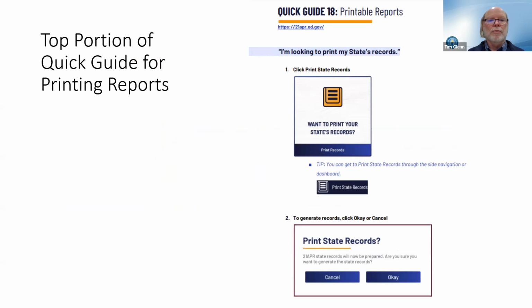So I just wanted to show you how you can print your reports, print your data. And this is the quick guide for reporting. Everybody should have this ability to print their reports. So this is the tile that is on the very beginning dashboard, where you want to print your records. It just shows you, you'll hit this little print records button. It'll ask you, are you sure you want to do that?